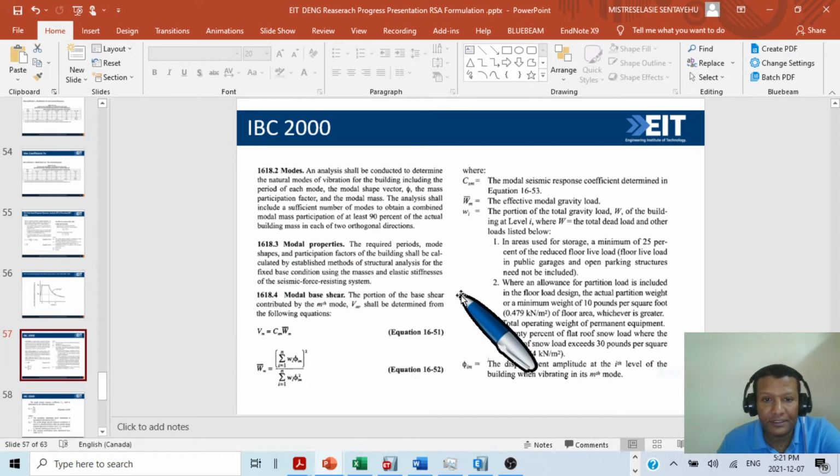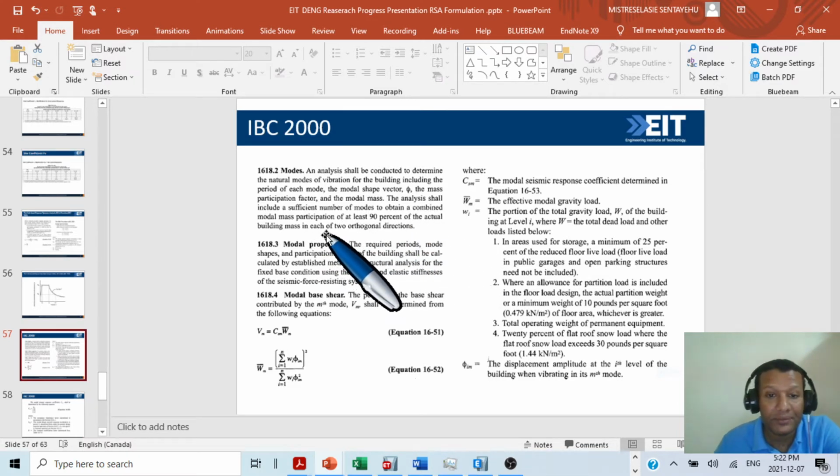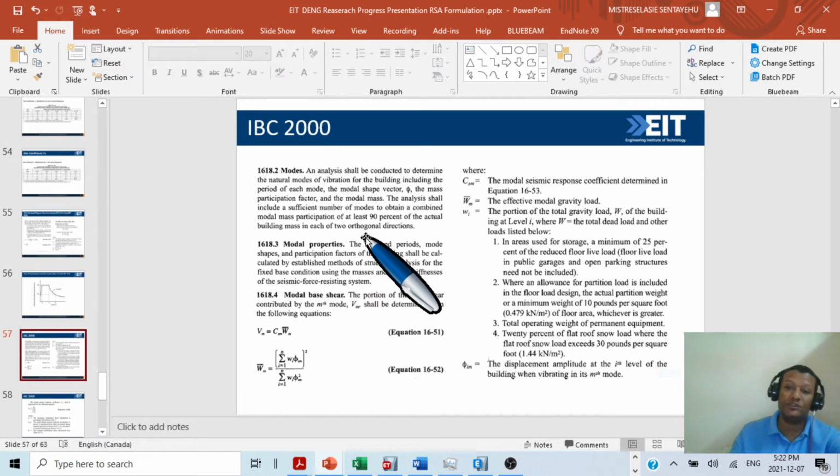Modal properties, the required periods, modes: analysis shall be conducted to determine the normal modes of vibration for the building, including the period of each mode, the modal shape vector phi, the mass participation factor and the modal masses. The analysis should include a sufficient number of modes to obtain a combined modal mass participation of at least 90% of the actual building mass in each of two orthogonal directions. This is also the same.